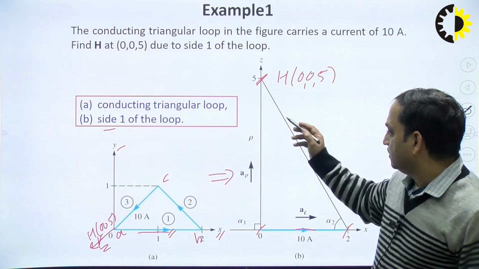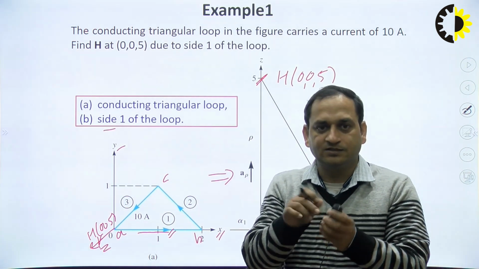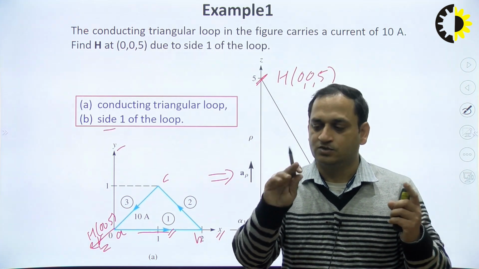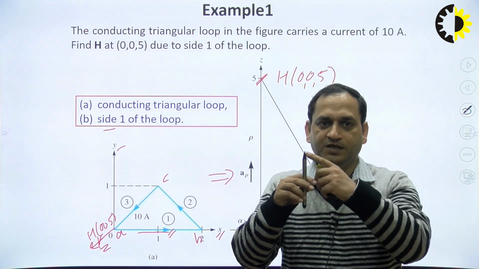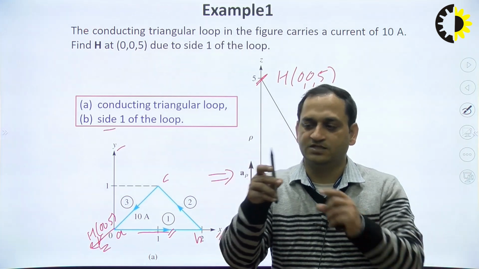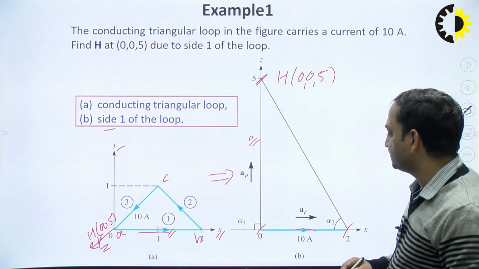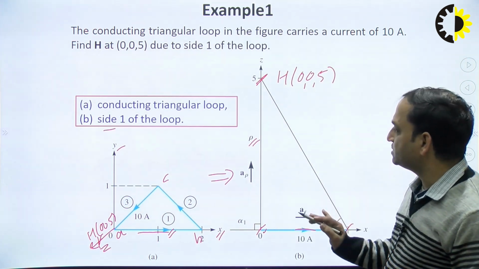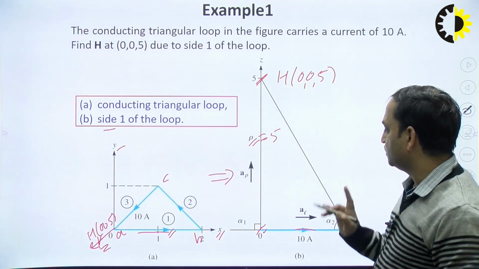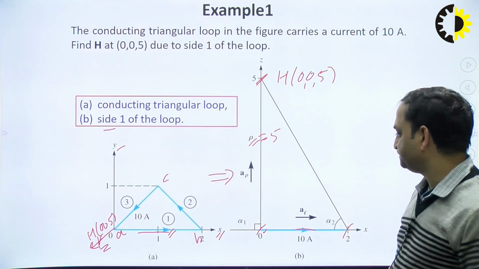So see, what is rho? Rho is the distance from the line current to the point at which we want to calculate the magnetic field intensity. So this is the line current A, B and this is the point. This perpendicular distance from the line will be rho. Here this is the perpendicular from the line, this is rho. So it means we got 5. Rho is equal to 5.